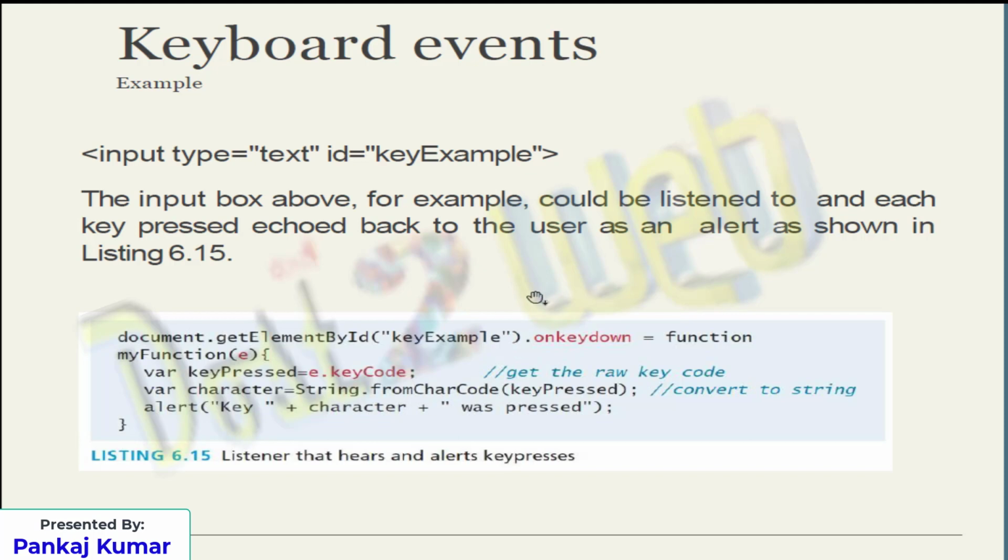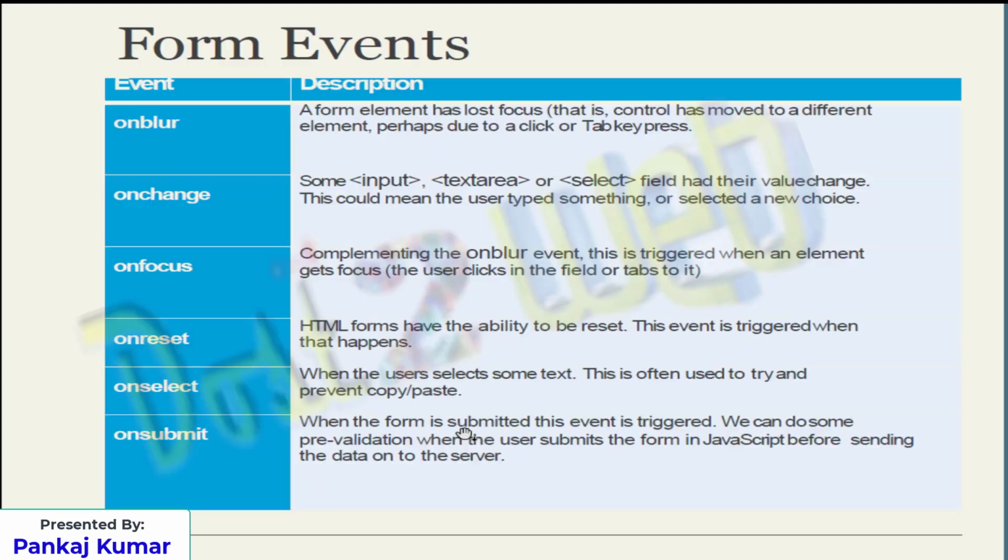For keyboard events or mouse events, they write the code, and all this is managed with the help of your DOM and event handling. So the listener hears the event, and it will give the alert for the key press, whatever you are pressing on that.